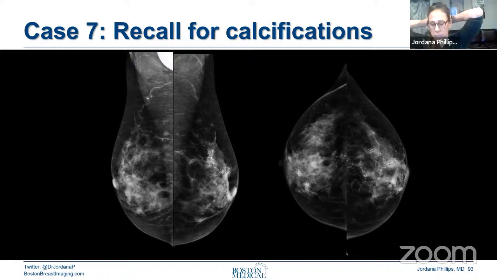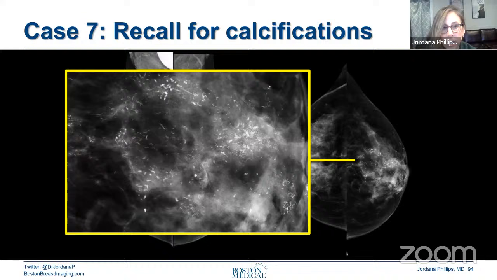So the next example is recall for calcifications. And I already mentioned that you're going to act on calcifications that are suspicious, regardless of whether there's enhancement or not. So the presence or absence of enhancement is only helpful if it's larger than the area of calcifications and it would impact your management. This patient had a very large area of calcifications throughout the central upper part of her left breast. You can see these calcifications here. They're pleomorphic. They were biopsied. They're malignant. We do a recombined image. We see that there's associated enhancement.